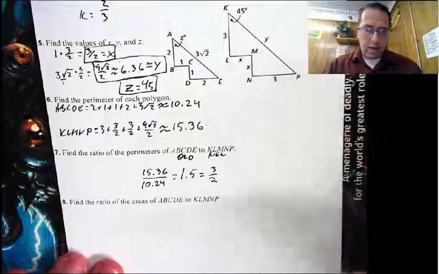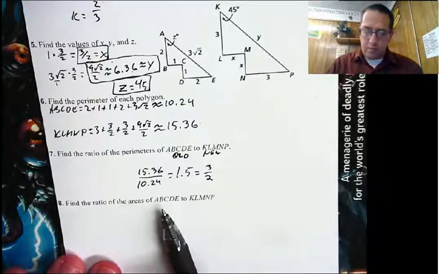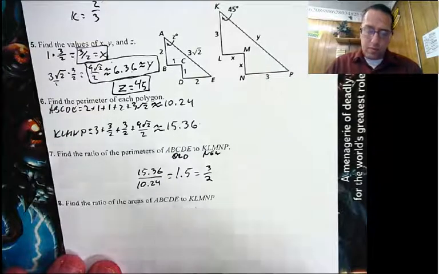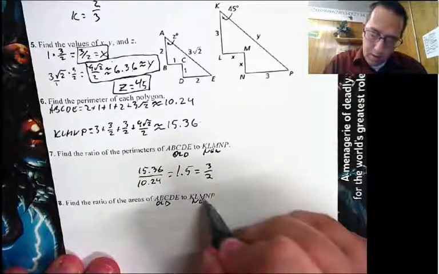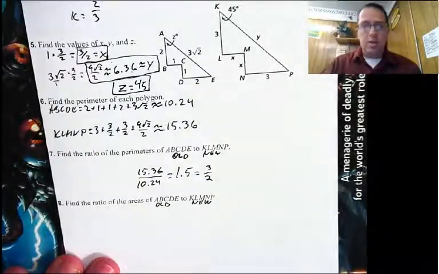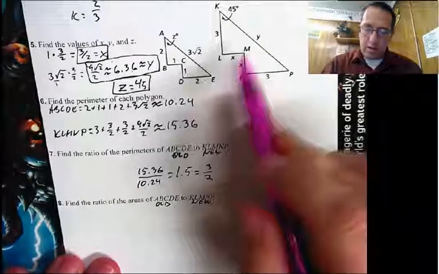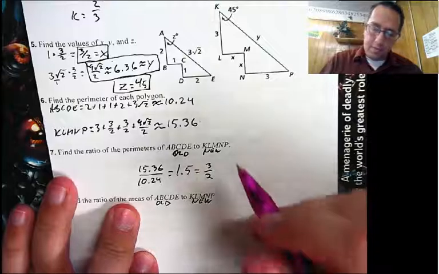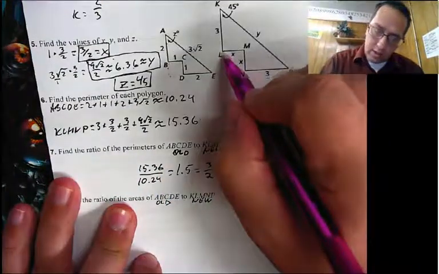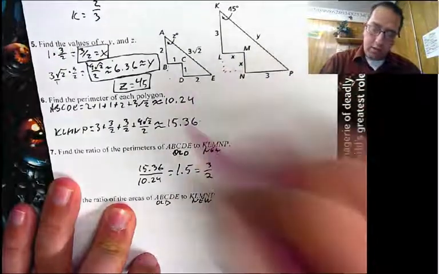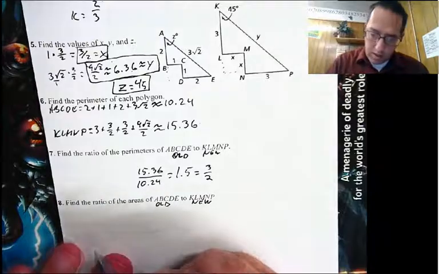Number 8, last one. Find the ratio of the areas of figure A, B, C, D, E to K, L, M, and P. So this is going to be old. This is going to be new. Now, to do this, we need to get the areas, right? And these are some nice funky shapes. So we're going to do some little bit of finagling. I'm going to pretend that this is a right triangle, and then I will subtract out that square from the right triangle. That'll make it a little bit easier.